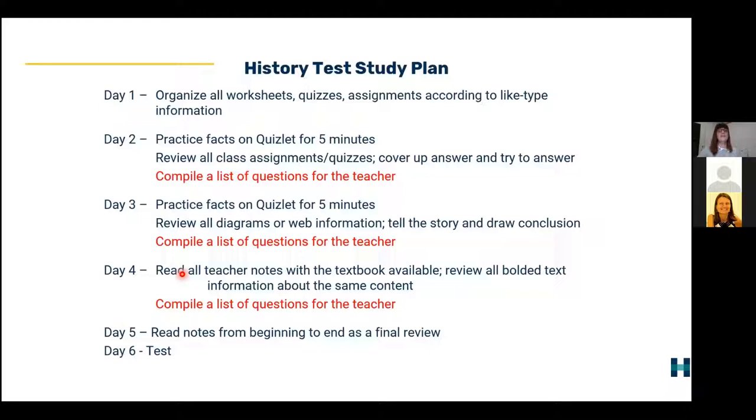And one of the things that she needed was to review all teacher notes in sequence. That's what this one was, from beginning to end, so she got a sense of the sequence of these events in history class.